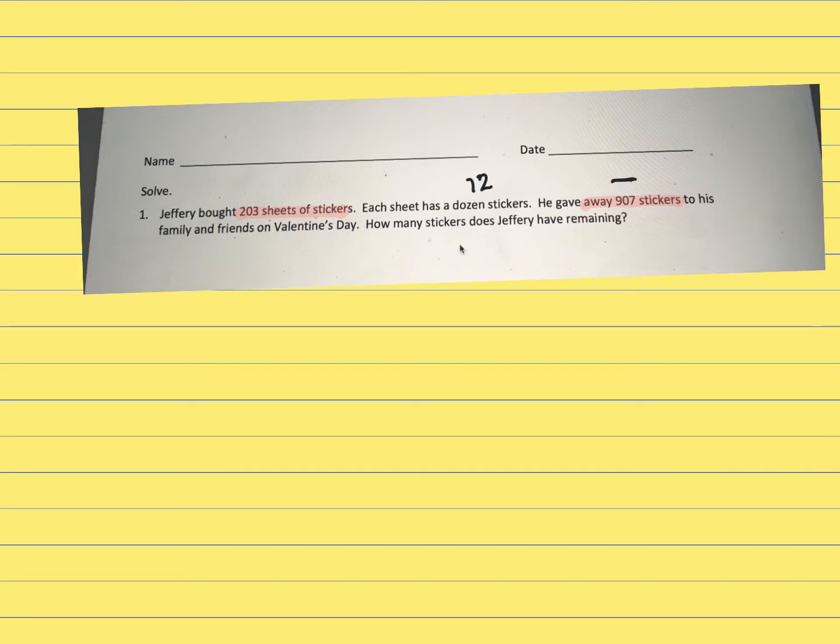He gave those away to his family and friends on Valentine's Day. How many stickers does Jeffrey have remaining? So basically you have to find out how many he had at the beginning. So you're going to multiply 203 by 12, because each sheet had 12 stickers. First you find out how many he had, and then how many he took away. Okay, so see if you can do that one.